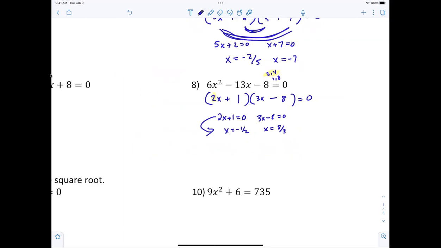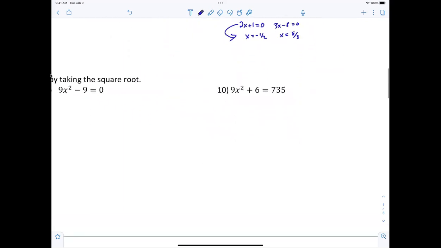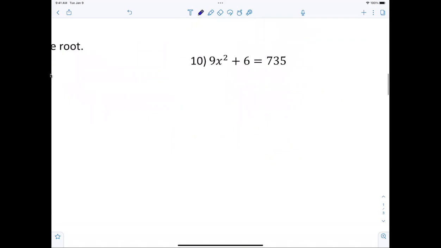Well, that's all right. Now let's get to solving by taking the square root. For those of you who are not here, what we're doing is we're isolating the square term. So to isolate the square term, I'm subtracting 6. And I end up with 9x squared is equal to 729. Then I'm going to divide both sides by 9. So x squared is equal to 81.